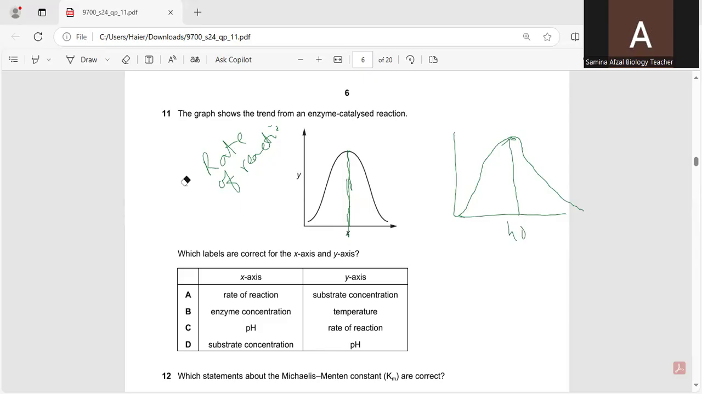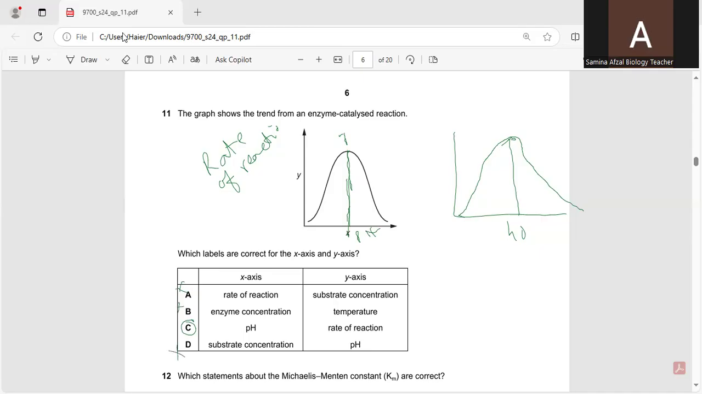It shows the pH. So optimum pH, which is 7. So it is in the center. So the answer can be, on y-axis there is rate of reaction, and on x-axis it is pH. So C is the correct option. A, B, and D are not the correct options.